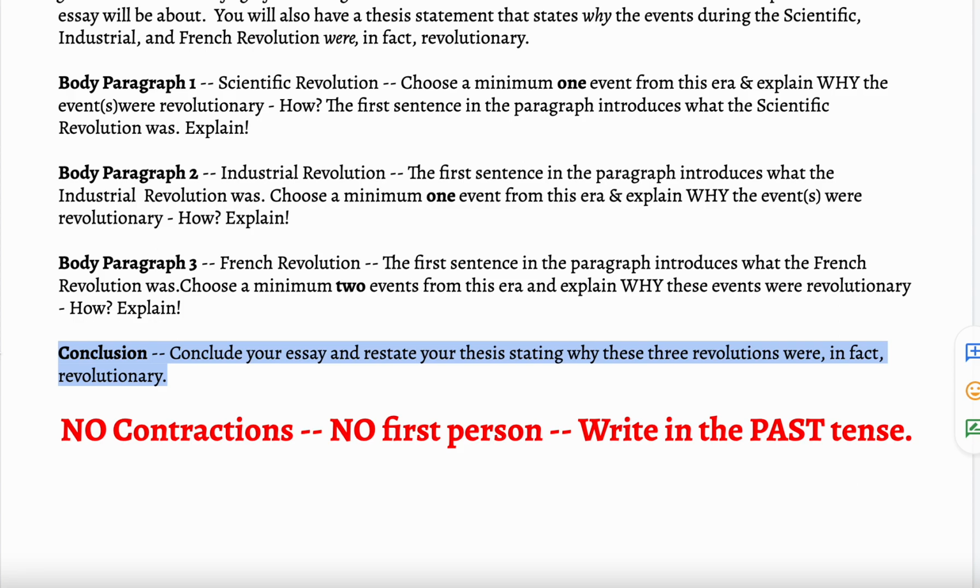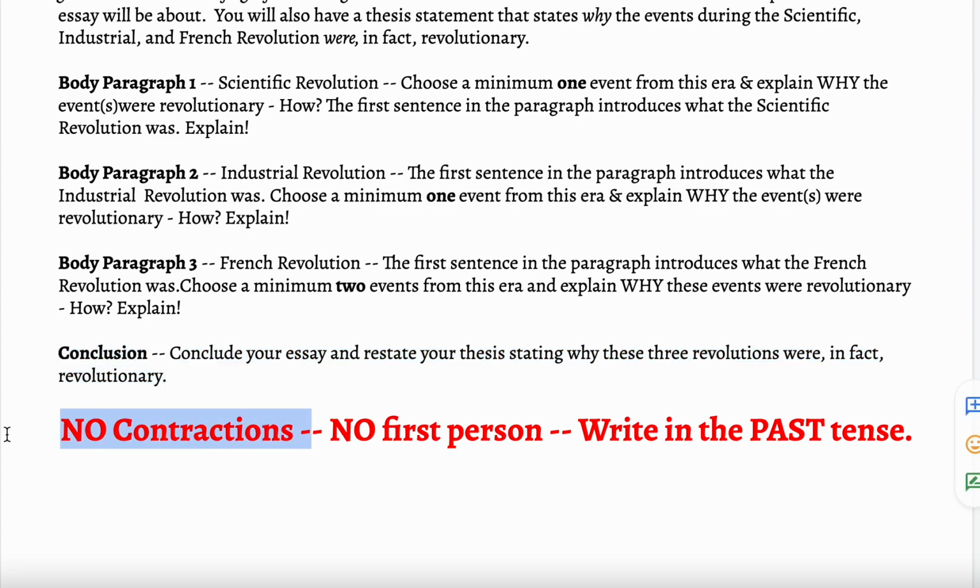The conclusion restates your thesis and mentions why these three revolutions were in fact revolutionary. No contractions. No couldn't, wouldn't, shouldn't, didn't, whatever. No first person. Do not write I think or one would think. No first person and write in the past tense.